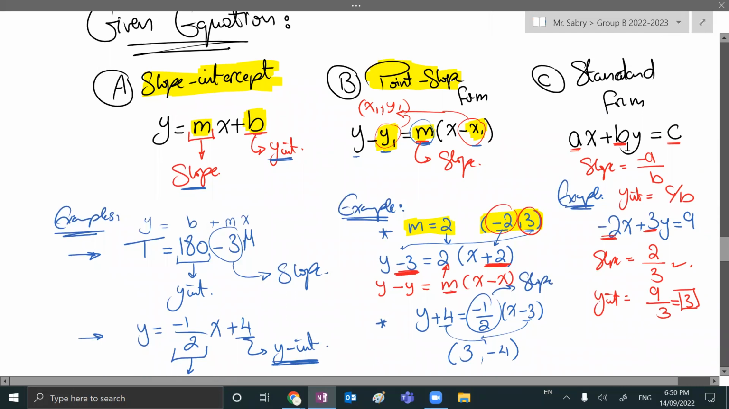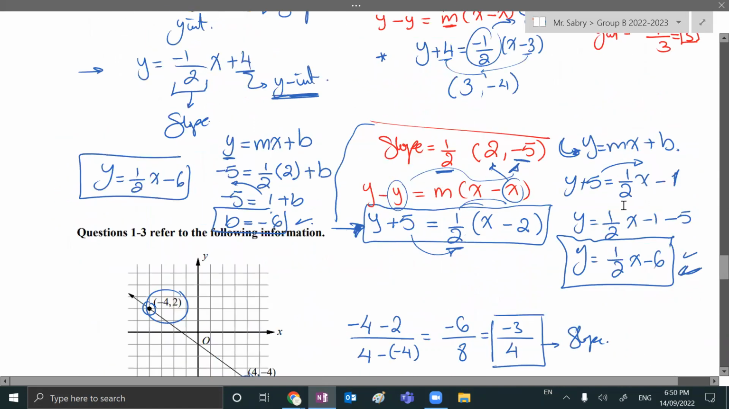We also discussed the standard form, and that's one of the most important forms where the x and the y are both on the same side of the equal sign. And we said that the slope is negative the coefficient of x over the coefficient of y. It's negative whatever number next to the x over the number next to the y.